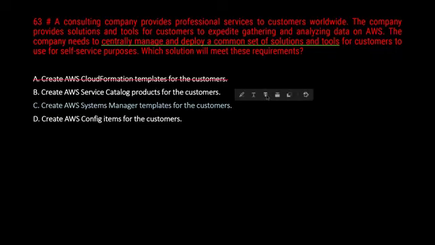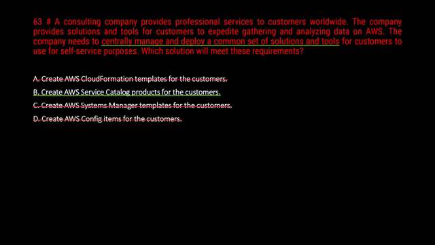And then we have config items, so no. AWS Config is something that you use where you create rules for compliance reasons. So we are left with AWS Service Catalog products for the customers. Okay, so this will let you centrally manage your cloud resources to achieve governance at scale of your infrastructure as code templates, written in CloudFormation or Terraform.